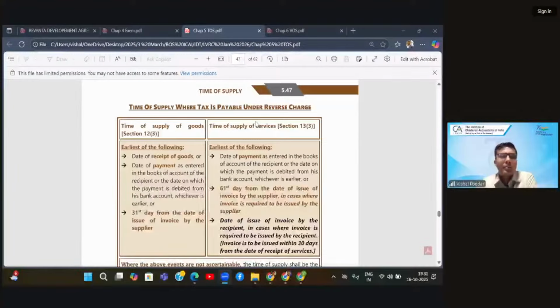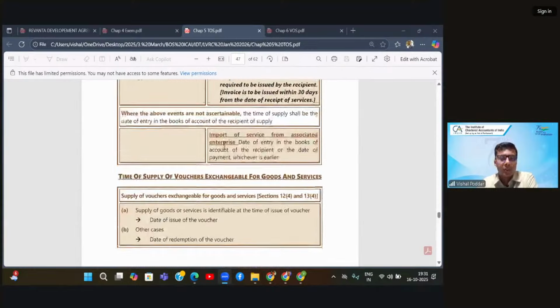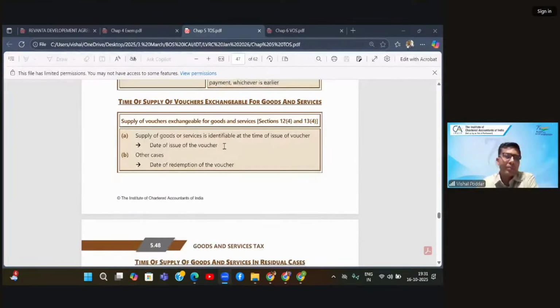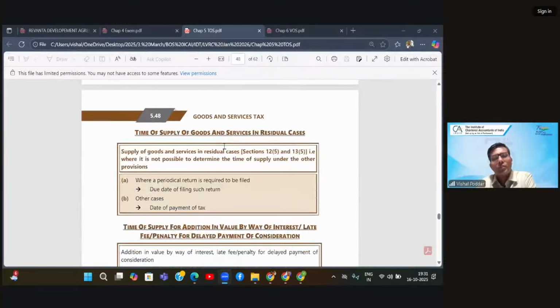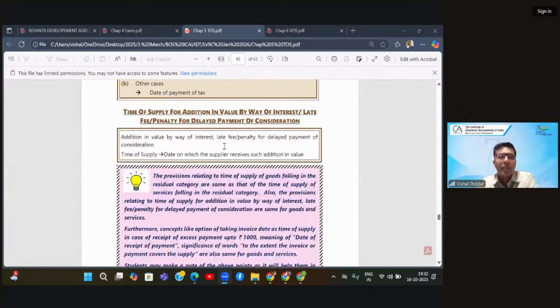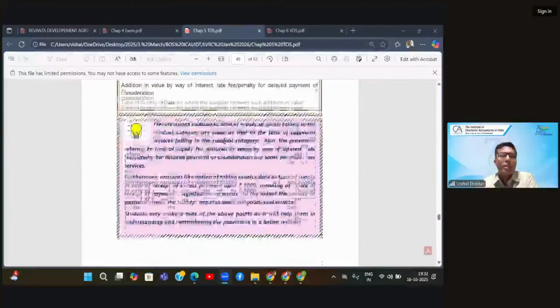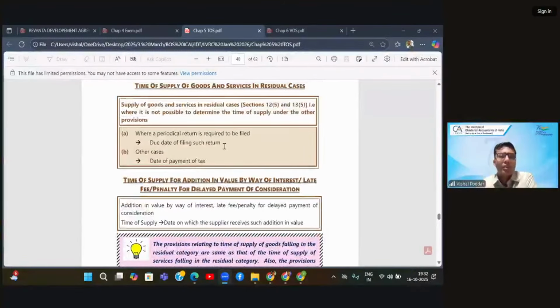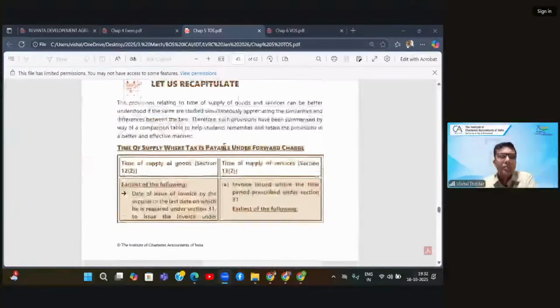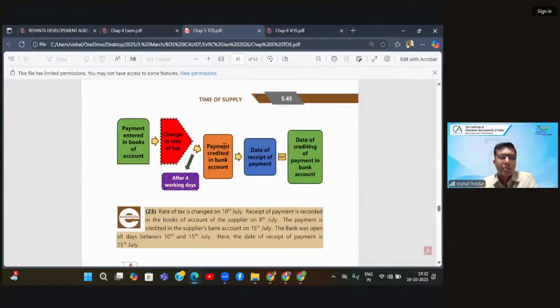Then you have subsection 3, which is for reverse charge transactions. Then you have subsection 4, which is time of supply, where you have issued vouchers first. And then you have subsection 5, which is dealing with interest, that is late fees, if the consideration is received late, and you have the residuary provisions. So these are the different subsections dealing with different time of supplies.